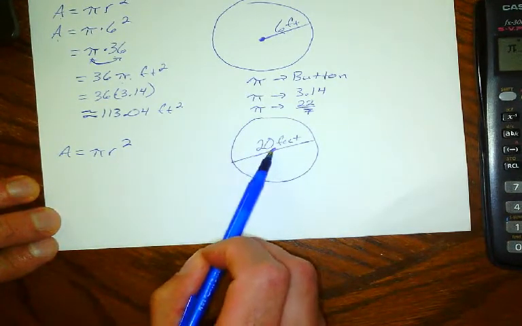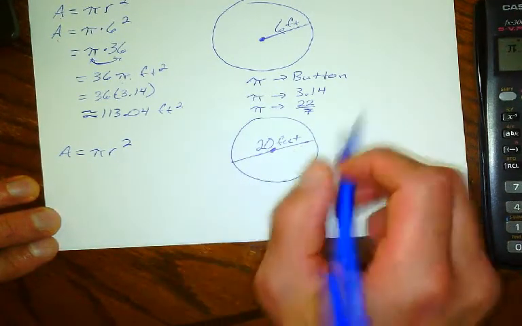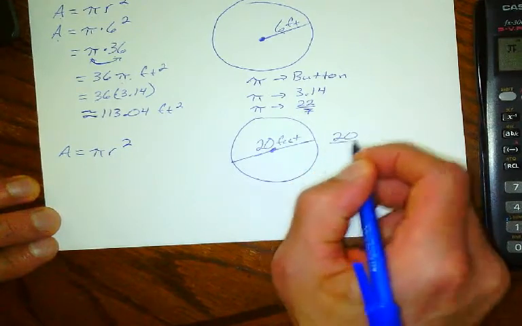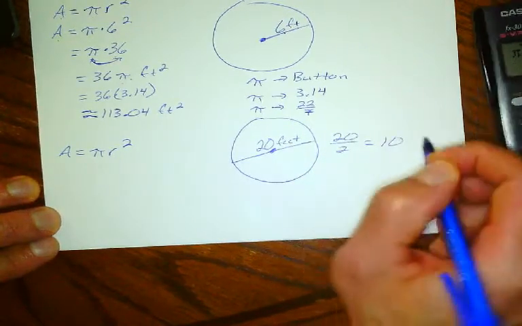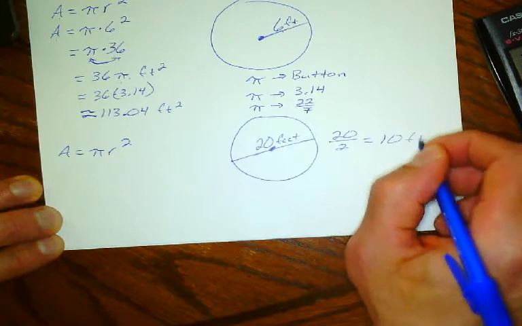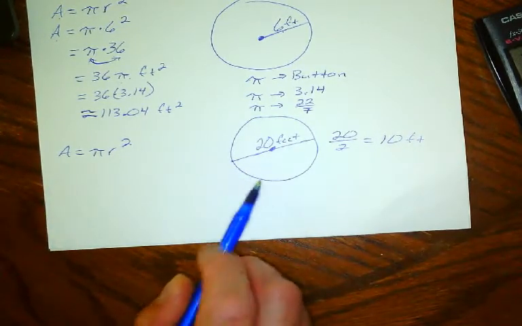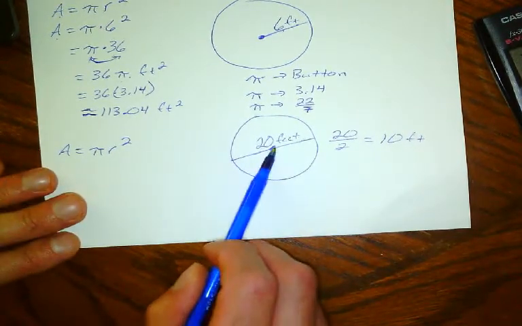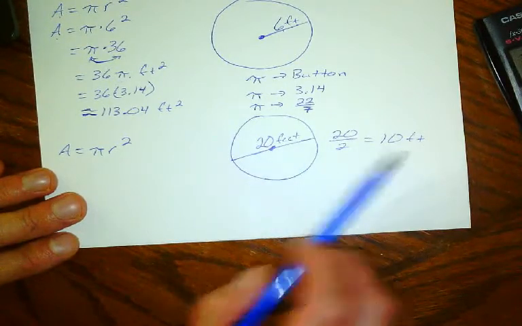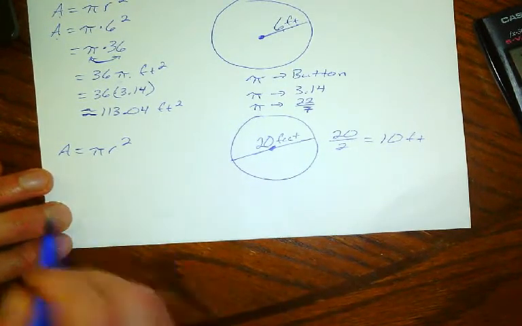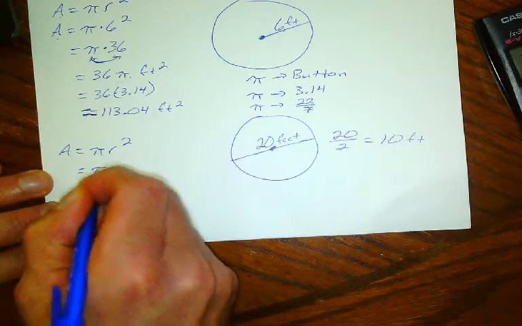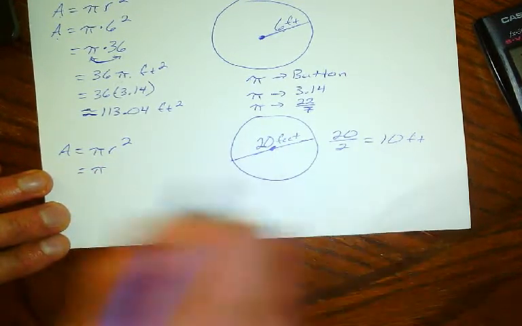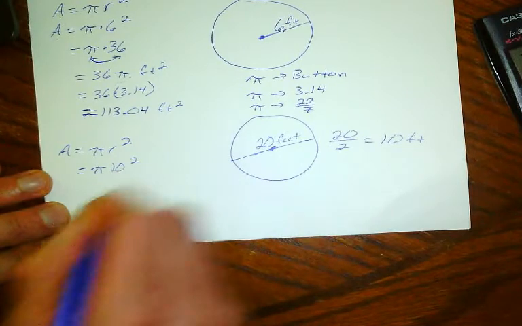Now radius is halfway across the circle. So what I do is I take my diameter and I divide it by 2, and that gives me my radius. So my radius is 10 feet. So in IXL, if they give you a diameter, you have to first convert it to a radius by taking half of it. So now we have pi times our radius squared. Our radius is 10. So I have 10 squared.